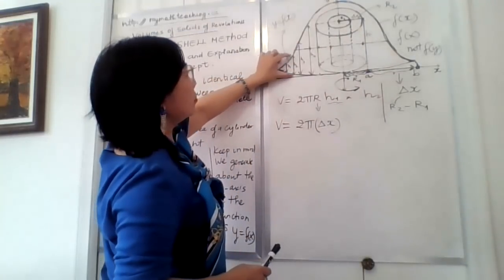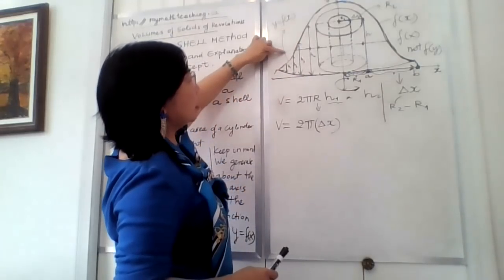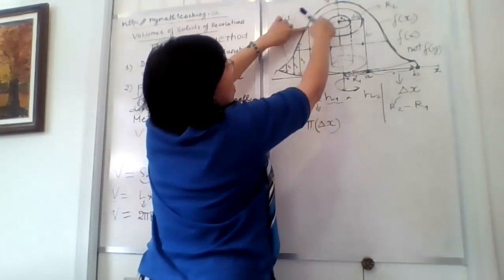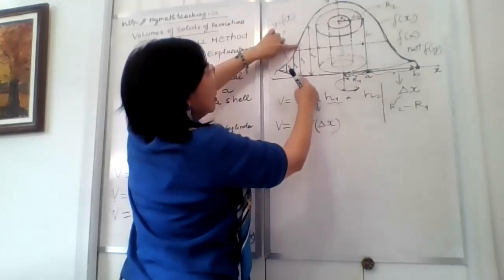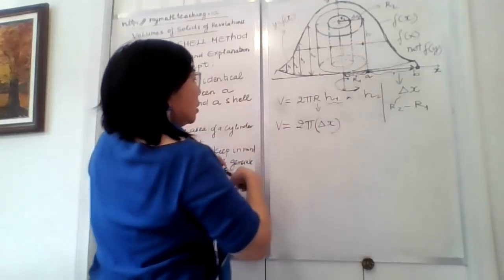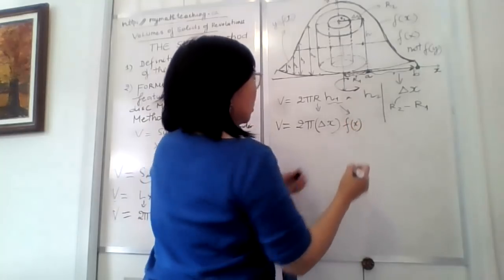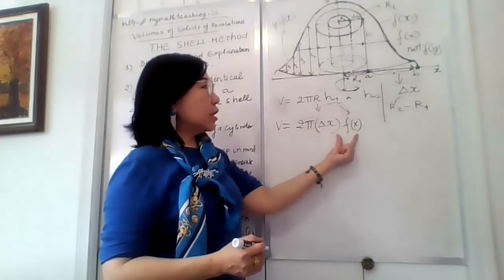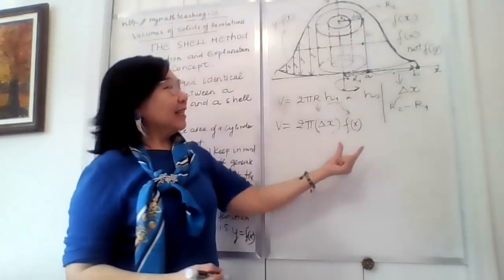So actually the height of this function is the y-coordinate of the function. If you're talking about the height from here to here, this is the y-coordinate. You can see the y-coordinate right here. If you're talking about the height here, the y-coordinate is down here, right? So I can substitute it by the function, because this height is changing according to the function f of x. So the height here is just the function f of x. So I substitute into it. Okay, I hope that is clear.